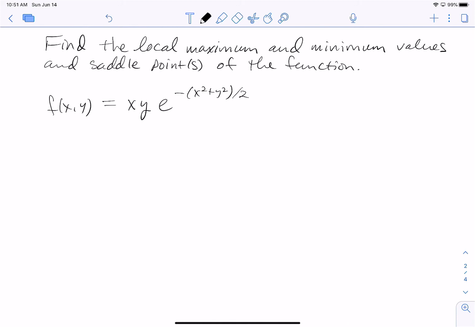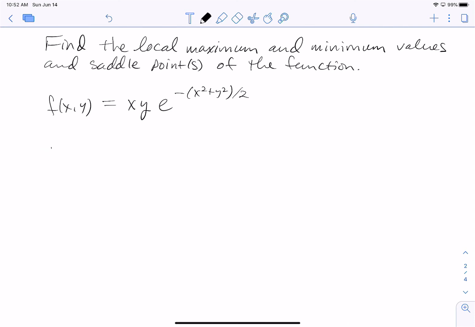For our example here, we're going to find the local maximum and minimum values and saddle points, if any, of the function f(x,y) equals x y e to the negative quantity x squared plus y squared over 2. First, we'll find our first partial derivatives.